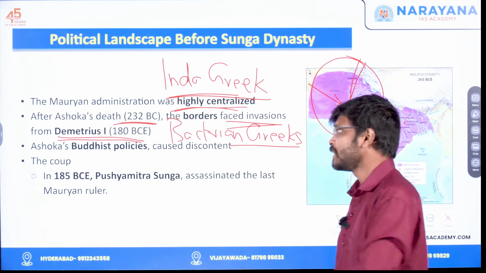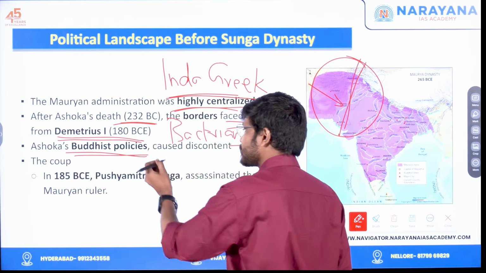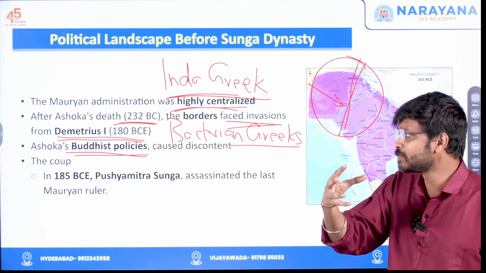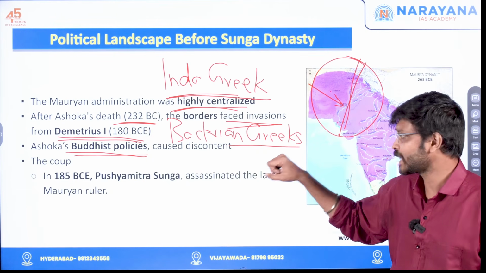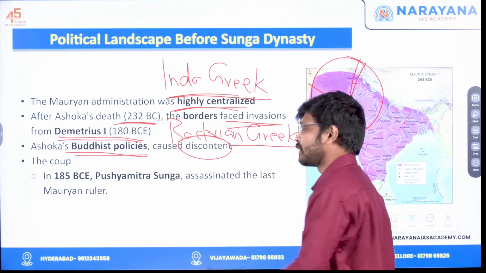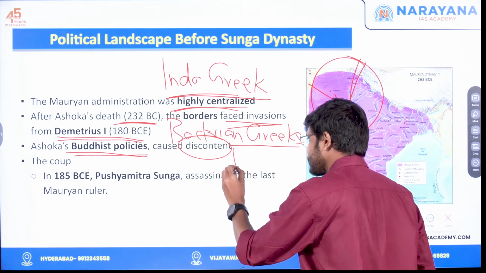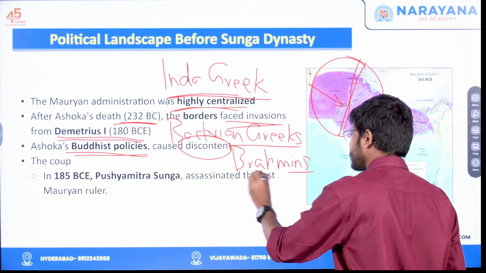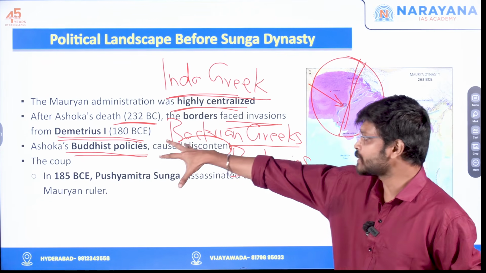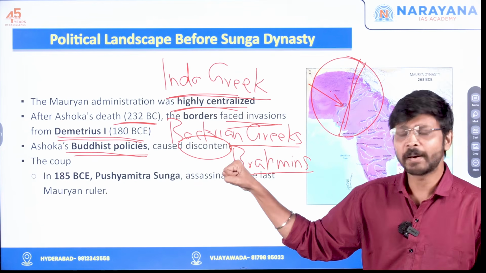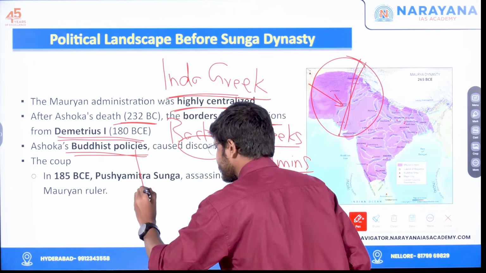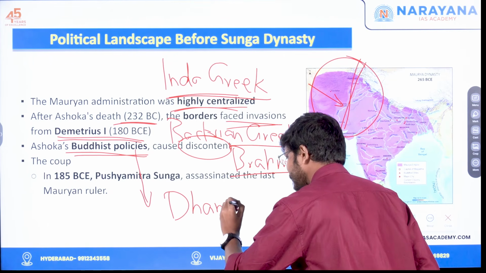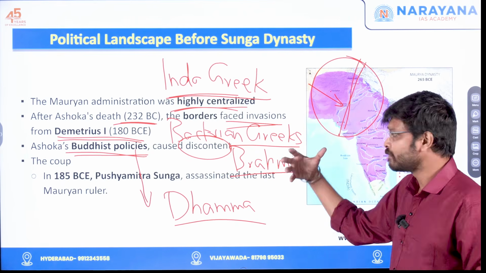Another important reason is Ashoka's Buddhist policies. Buddhist policy is a very good thing only. So how did these Buddhist policies lead to the decline of Mauryan Empire? It caused discontent, especially among the Brahmin community. How can Buddhist policies cause discontent among the Brahmin community? One is Dhamma. Dhamma had many things which were contradicting with the Vedic traditions.